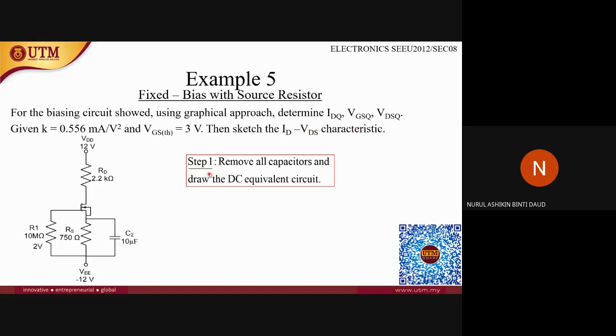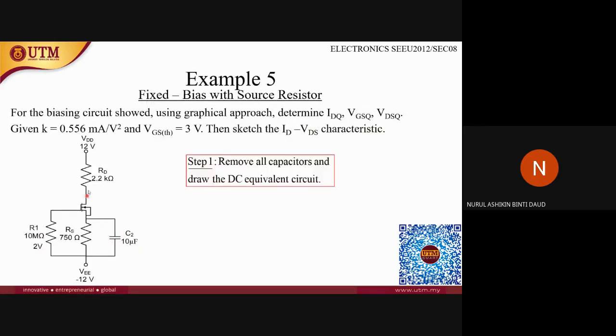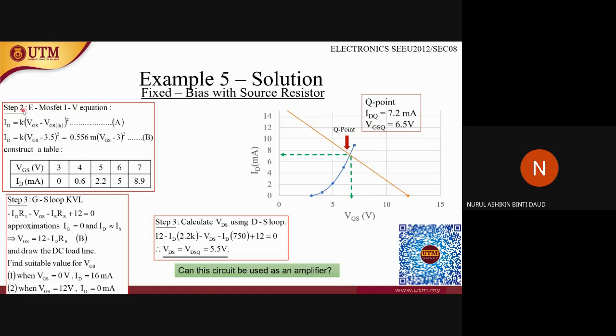So first of all, the first step: remove all capacitors. So just remove these capacitors. These capacitors just make the circuit look complicated, but they are not considered or calculated inside this circuit. So when you remove the capacitors, it will leave behind only this part. And then we proceed with step 2: draw the transfer curves.